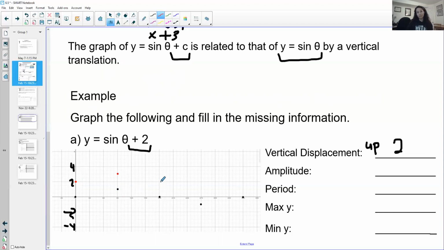This one was at 0. It's going to go back to 2. This was at -1. -1 plus 2 is +1. And this was at 0. It's going to be back at 2. Okay. Now, again, you can kind of see your pattern going.